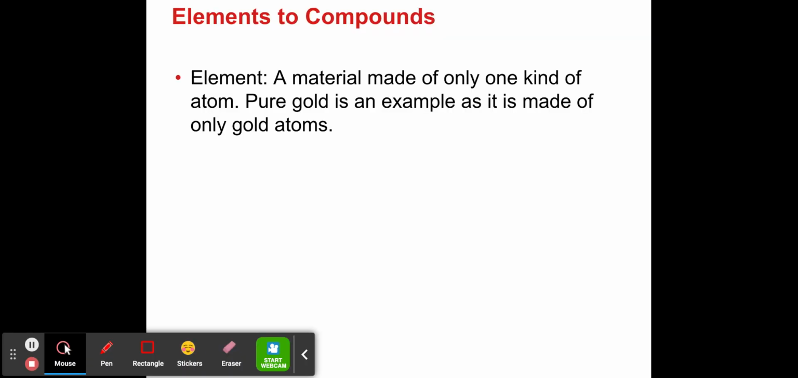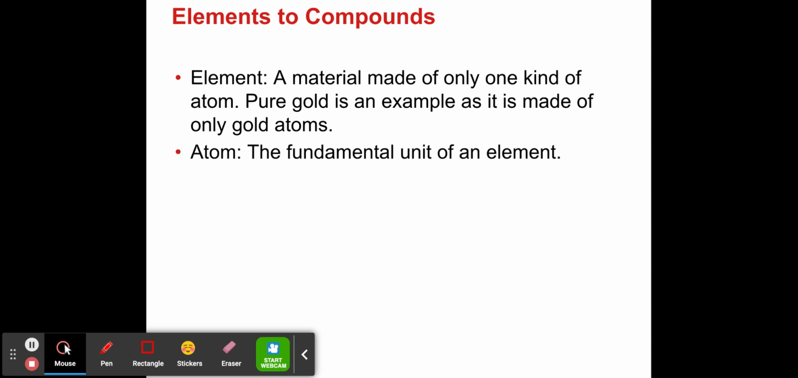All right. So in this section, we are going to be talking about elements and how these elements change into compounds. First of all, what is an element? An element is a material that is made up of only one kind of atoms. For example, pure gold is an example as it is made up of only gold atoms.